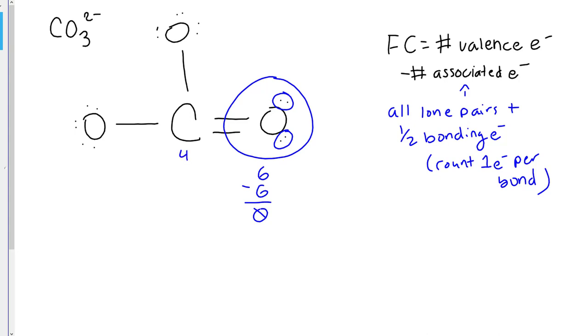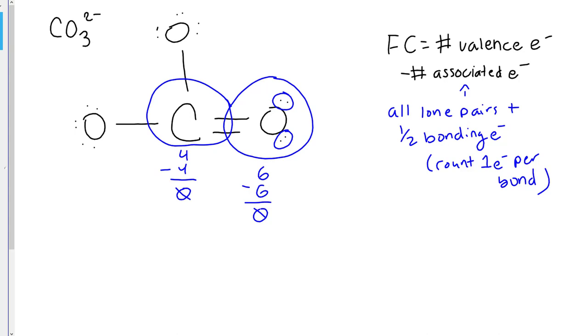4, it's in group 4. How many are associated with this carbon? If I were to pull him out, how many electrons would he get to keep? 4, good. Count 1 per bond is the quick and easy way. And he doesn't have any lone pairs, so he just gets 4. So he also has a formal charge of 0. In most stable structures, carbon's going to have a formal charge of 0. That's the best structure for carbon, is with a formal charge of 0.